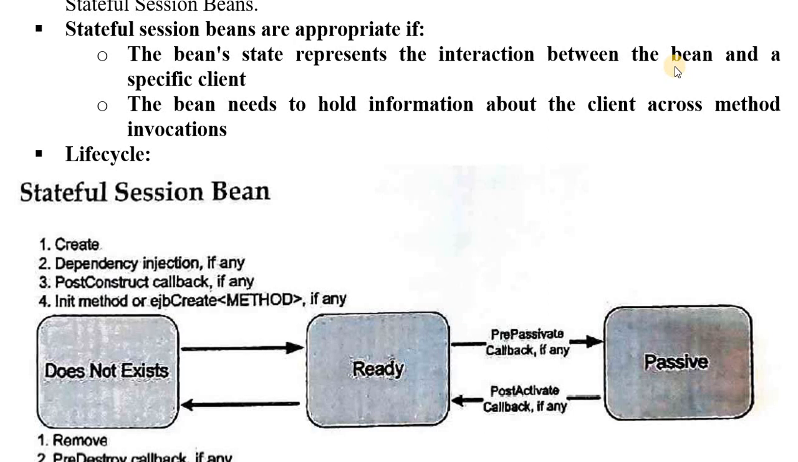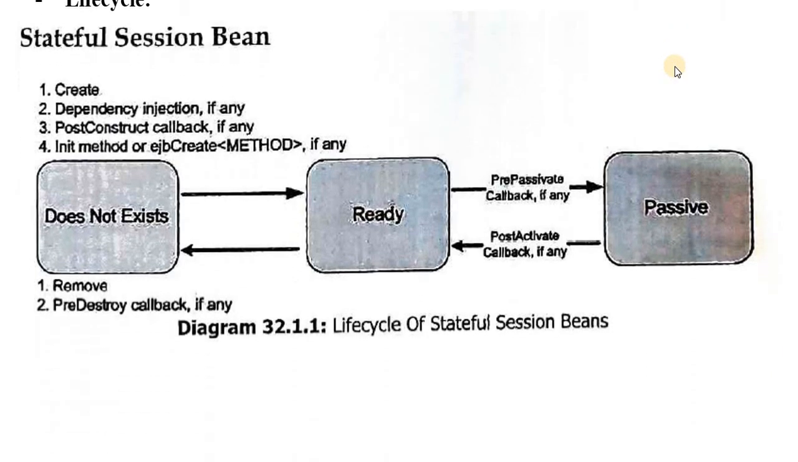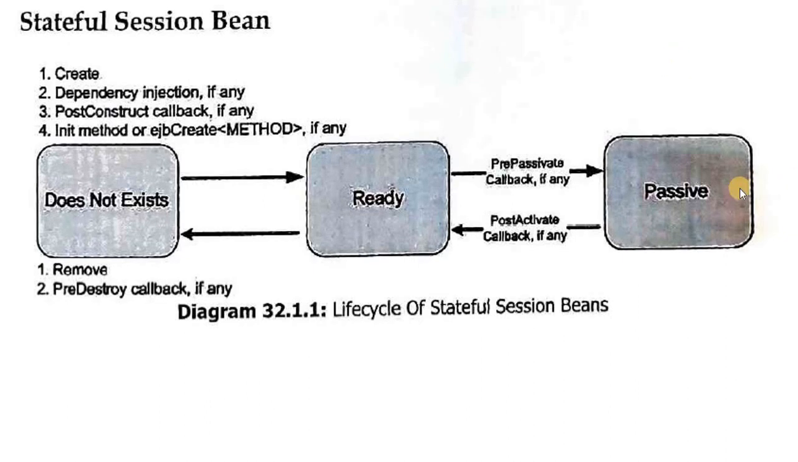Now coming to the life cycle of the stateful session bean. Life cycle of the stateful session bean consists of three states. What are the three states? Does not exist, ready, and passive. When the bean is not created yet, nothing has happened, it is does not exist. When the instance of the bean is created, after that we perform any dependency injection if there is any. Then we have a post construct callback.